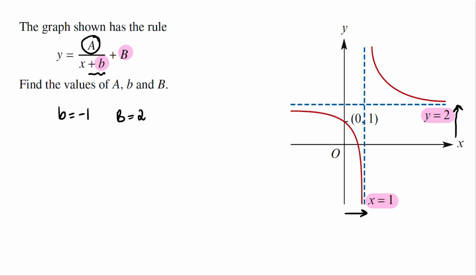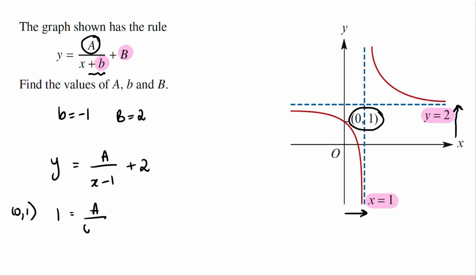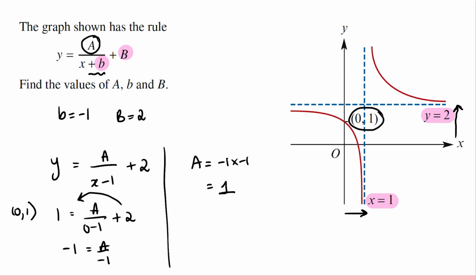Now to find a, what you need to do is just substitute in another point. So far I've got a on x minus 1 plus 2, and I'm just going to sub in the point (0, 1), and we'll solve from there. So I'll take the 2 over, 1 minus 2 is -1, so -1 equals a on -1, and then that's just as simple as -1 times -1, which is +1. So we have our final value, which is a is equal to 1.